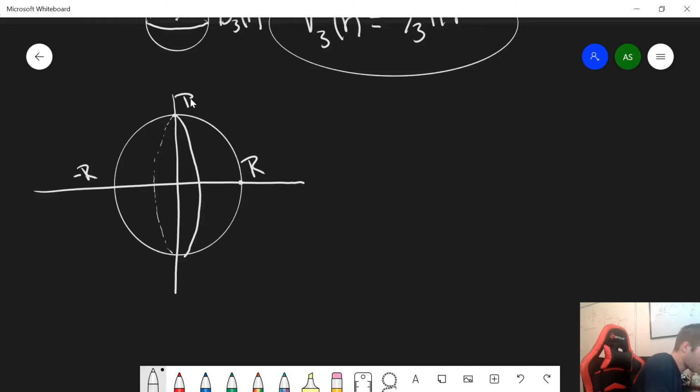And then on the y-plane, r and negative r. And this is, of course, y and x. So now let's draw another little cross-section that shrinks down towards that positive boundary point r. So we're going to have ourselves a little cross-section of that sphere.